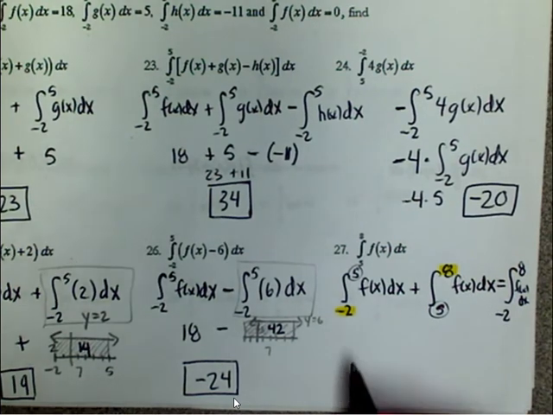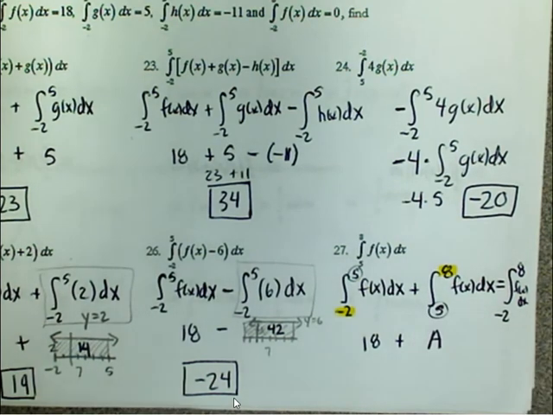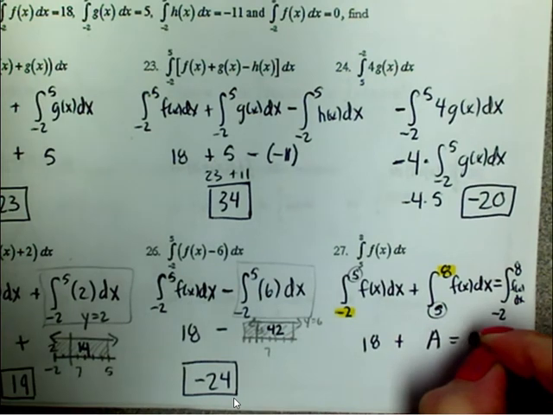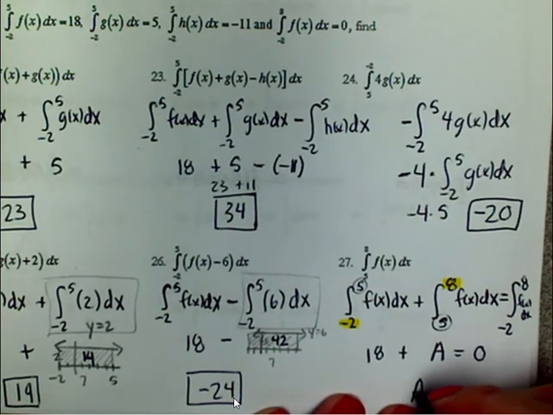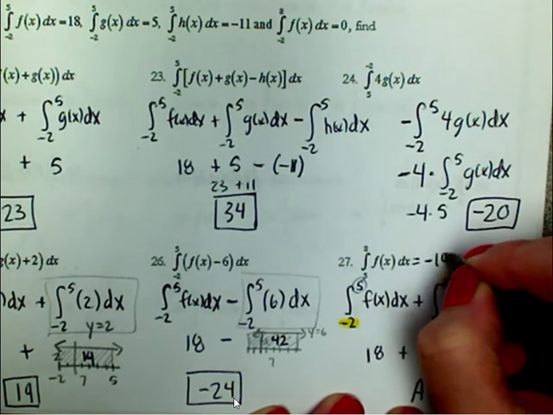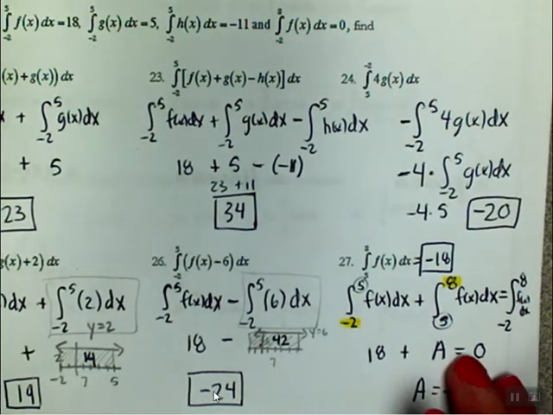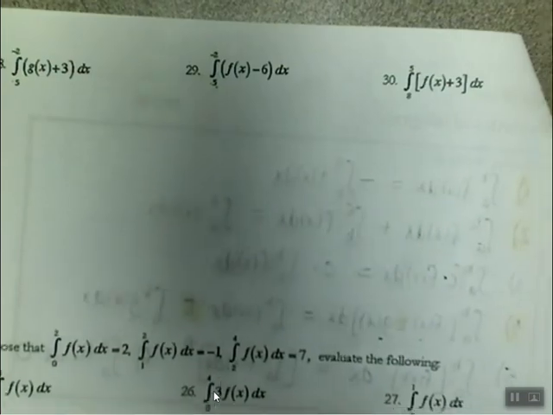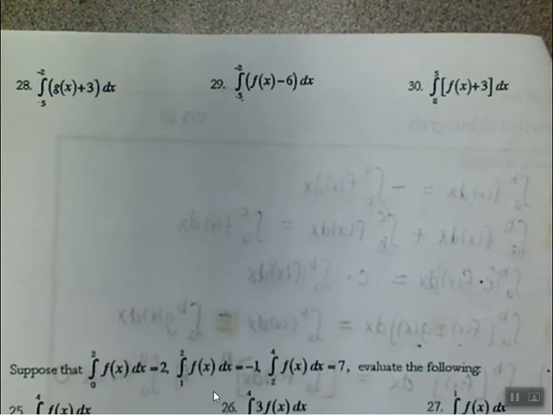Okay, fill in what we have. This is 18. This is an unknown amount of area. And this is 0. Oh, well, a equals negative 18. This integral equals negative 18. Okay, let's turn the page over. Go ahead and try the next 3 questions and then hit play when you're ready for the answers.